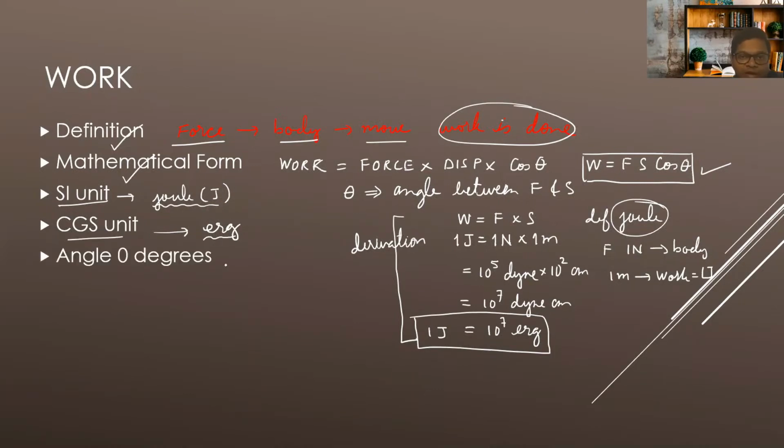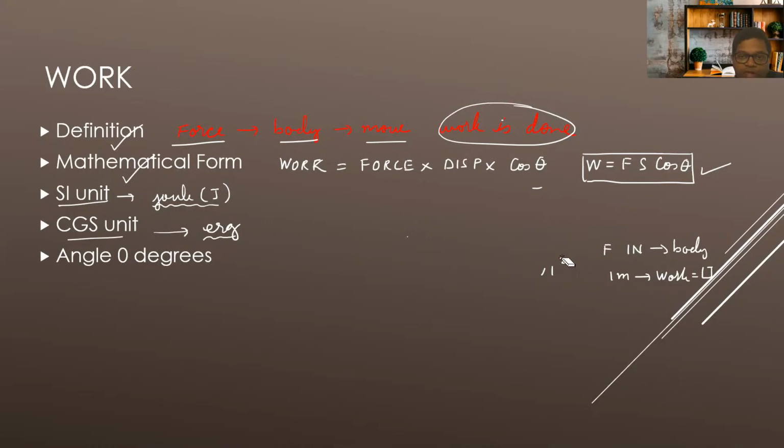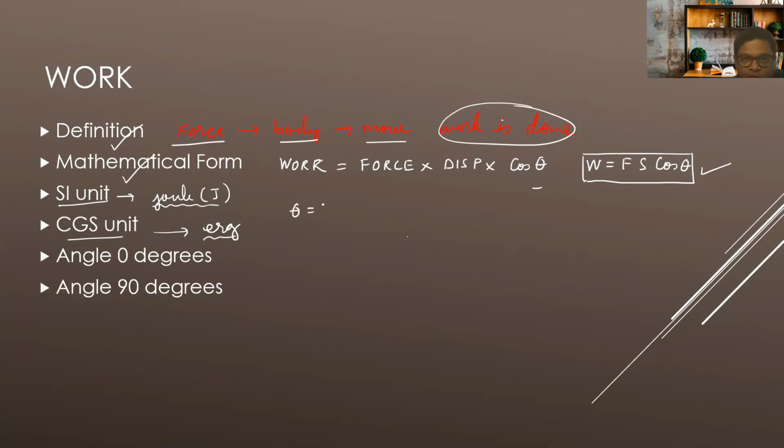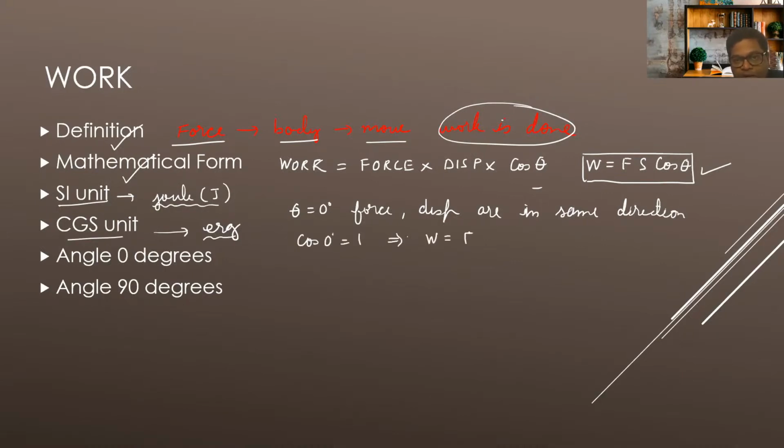When the angle is 0 degree, the angle between the force and displacement is 0 degree. That means force and displacement are in the same direction. Theta equal to 0 degree. So what we get is cos of 0 degree, that is 1, and therefore work done is F into S into 1. So W is equal to Fs. So that is the maximum work done.